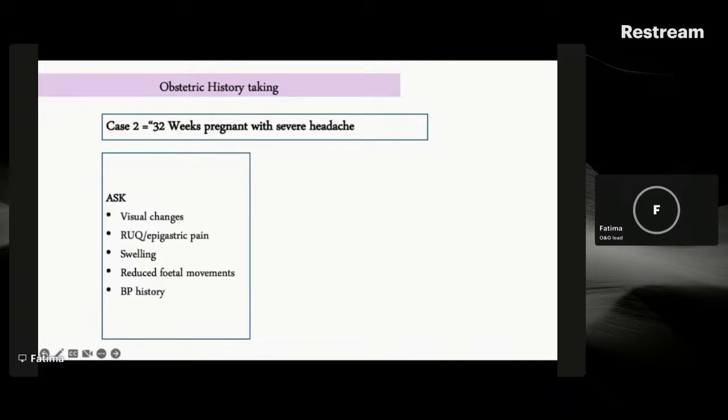And what is their blood pressure history? Had they been hypertensive prior to pregnancy? Any family history of hypertension? Any family history of preeclampsia as well?